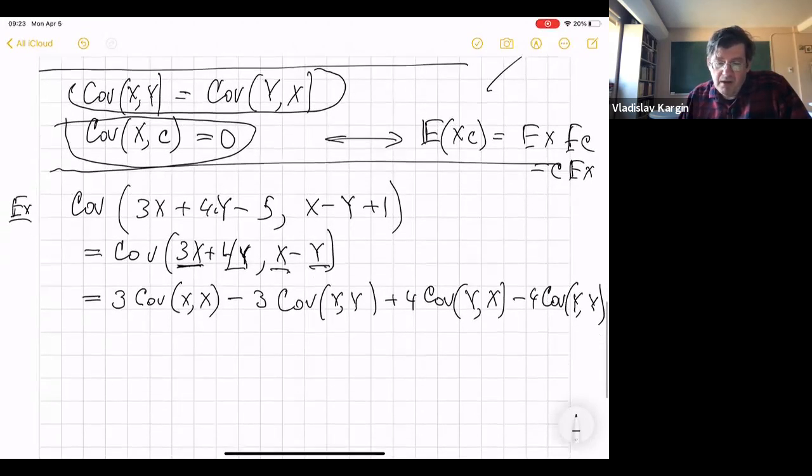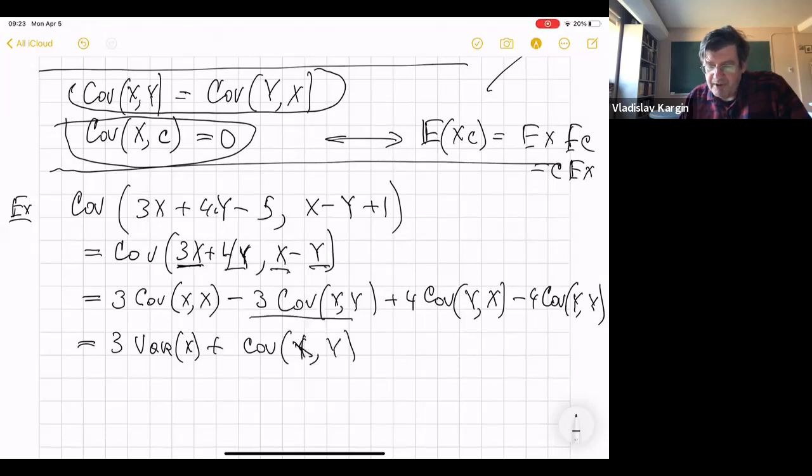So now it's equal to 3 variance of x plus covariance of xy, just because from here and here these two things are equal to each other, since covariance of xy is equal to covariance yx, and minus 4 variance of y. Okay, so that's the answer.